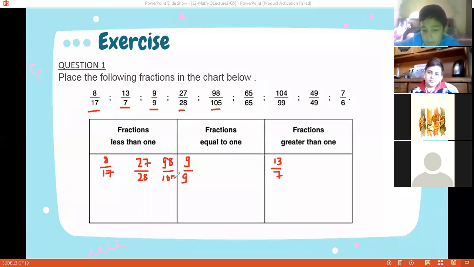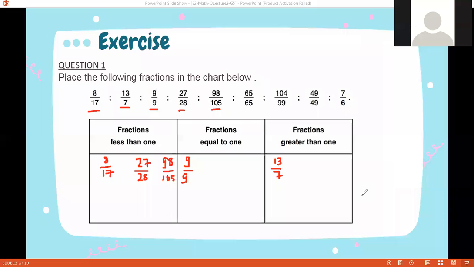Yes, Hassan Fattouni. 65/65. Equal to 1. It's equal to 1. Very good, because the numerator is equal to the denominator. Very good, Hassan.